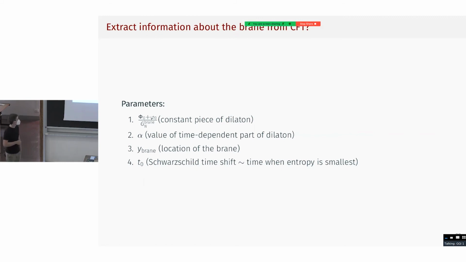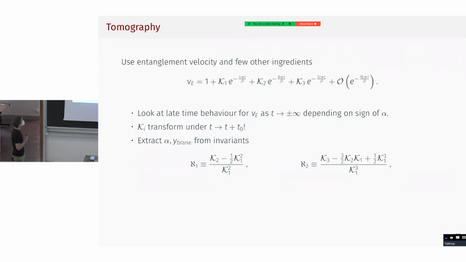And fourth, the parameter T0, which hasn't really made an appearance yet because I set it to 0 throughout the discussion. But this is just a time shift. It's a parameter which essentially tells you where the minimum of my entropy is, more or less. So there's a family of solutions which are obtained by shifting my solutions in time. Okay, so one way of getting at this is again to use entanglement velocity, in particular its asymptotic expansion around very late or very early times.